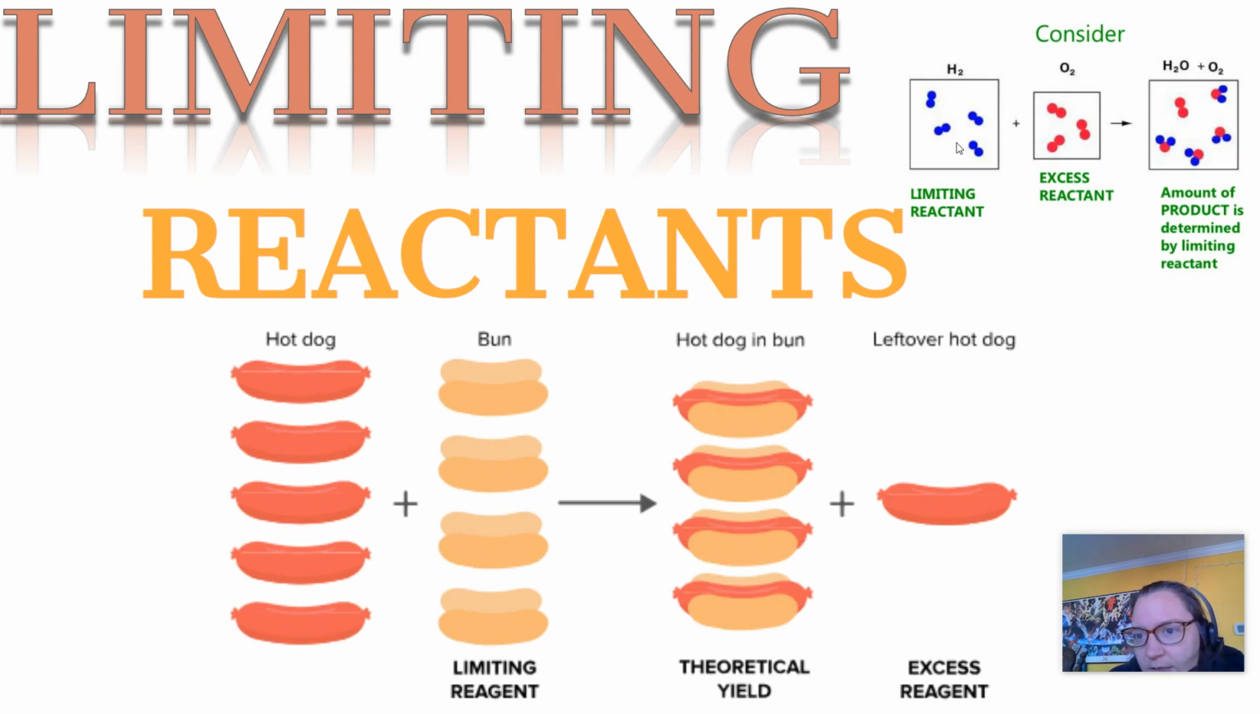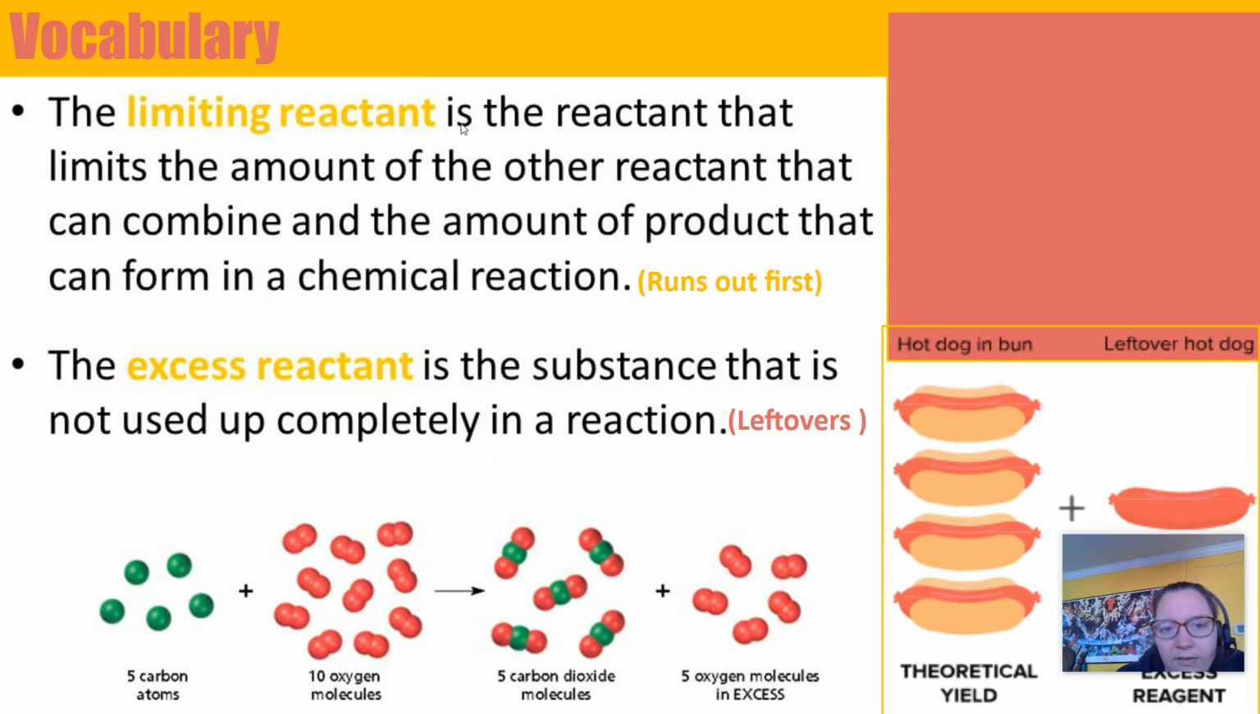If we look at molecules here, we can see we have 4 moles of H2 and 3 moles of O2, because we need 2 moles of H2 for every 1 mole of O2. We have excess oxygen and our hydrogen is going to be used up first. And that is our definition of our limiting reactant or limiting reagent.